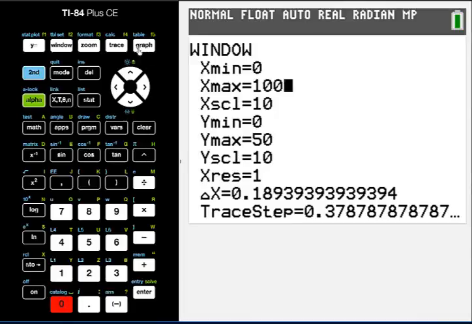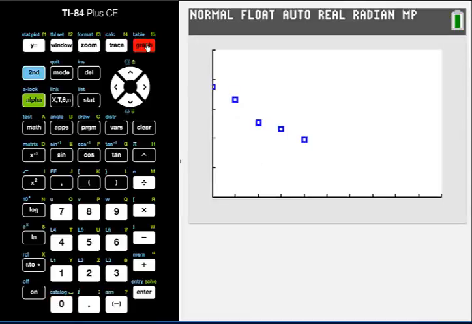Then I'll choose graph. And you'll notice the picture is now adjusted. The dots are a little bit more squished together. I didn't change the fact that I was counting by tens. So I've got 10, 20, 30, 40, 50, but now all the way out to 100, which would be the year 2070. Why don't you take a moment and copy this picture onto your paper quickly.